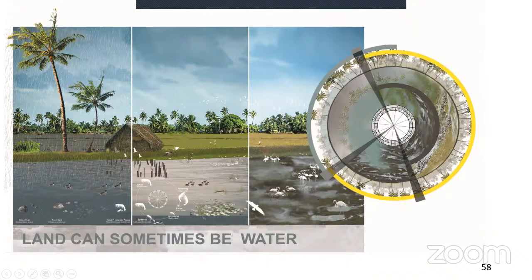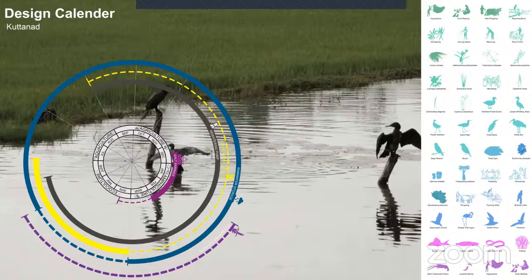And this was the design calendar that was developed, which talks about different decisions that can be taken at different levels, and also the different activities, the kind of vegetation and animals that is here based on the salt level. So this is more fresh, and this is salt, higher salt content.